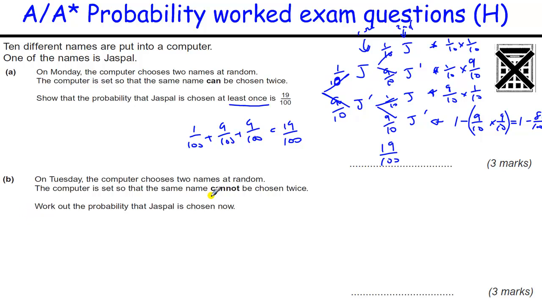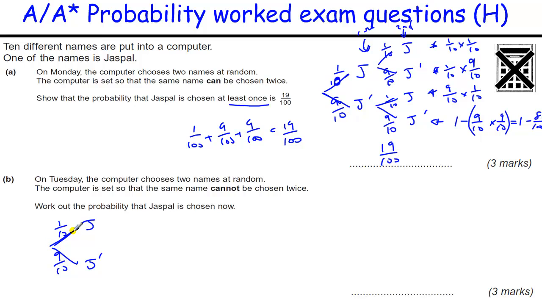On Tuesday, the computer chooses 2 names, but this time they cannot be chosen twice. So our tree diagram is slightly modified. It's what we call dependent probability. It's depending on what's happened before. We still want to work out the probability that Jaspal is chosen. It doesn't say at least once, it just says chosen, because it can only be chosen once, because you can't pick the same name out twice.